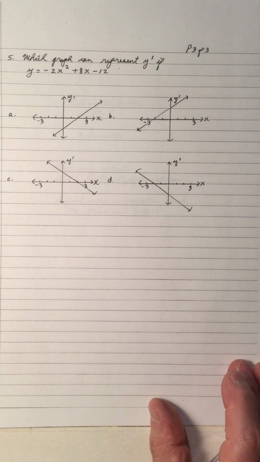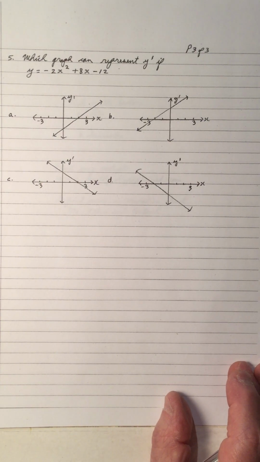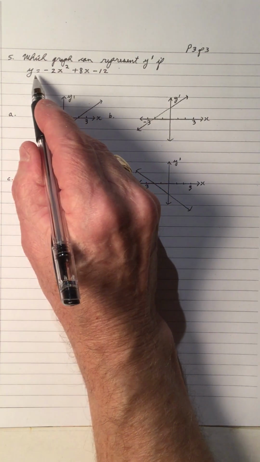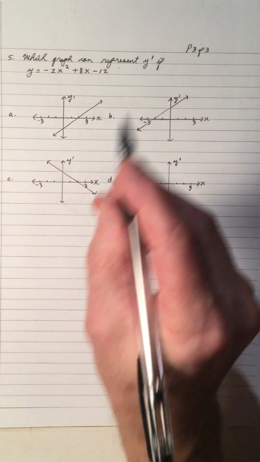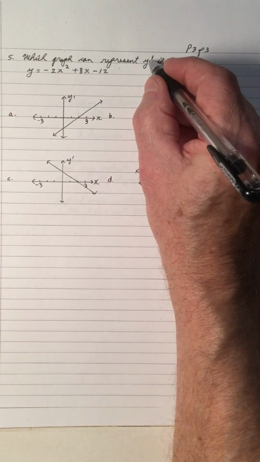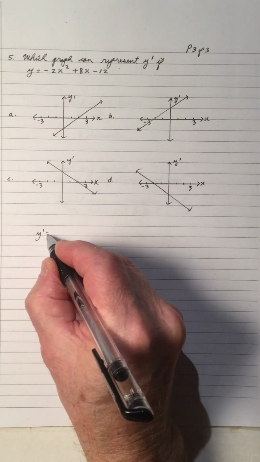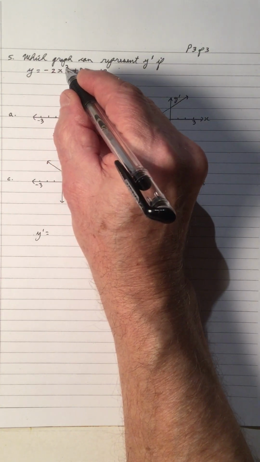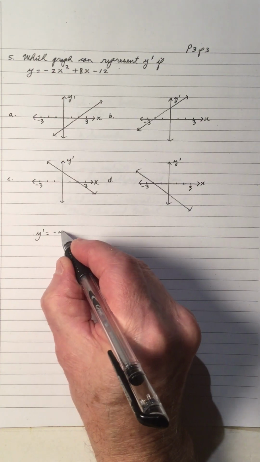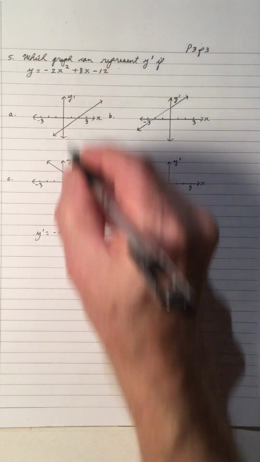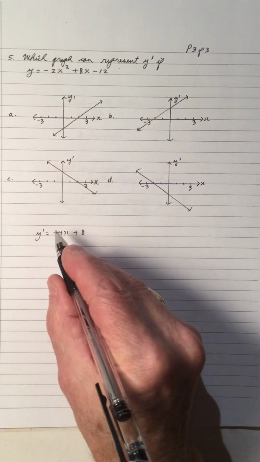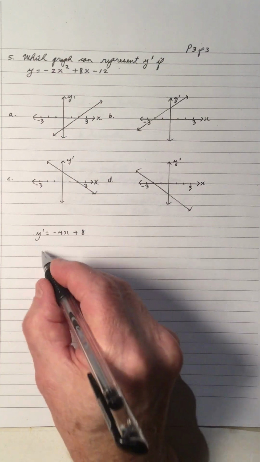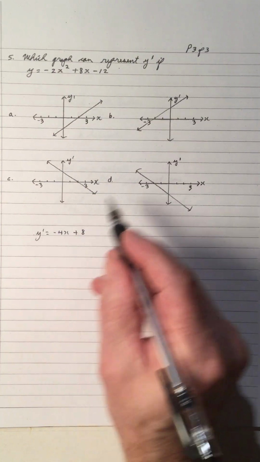And we got one more question to do, just to finish it all off. Number 5, which graph can represent y prime if y equals negative 2x squared plus 8x minus 12? Well, we want y prime, so y prime is equal to negative 4x, derivative of 8x is plus 8, derivative of negative 12 is 0. So there's y prime.